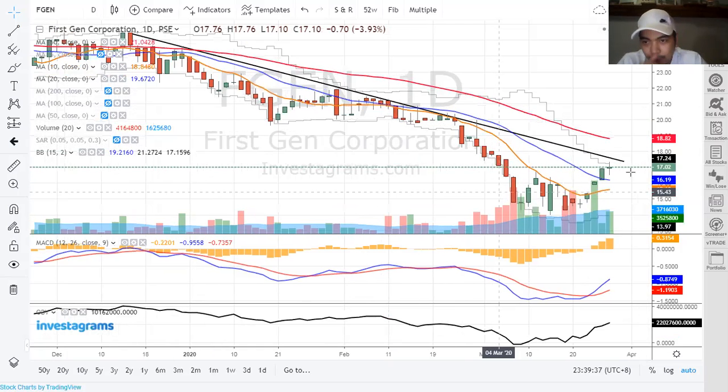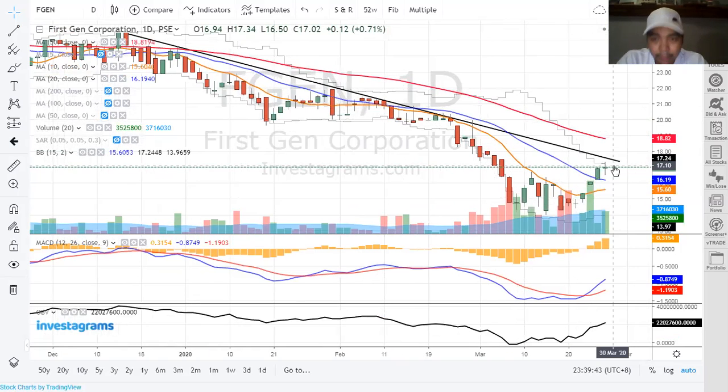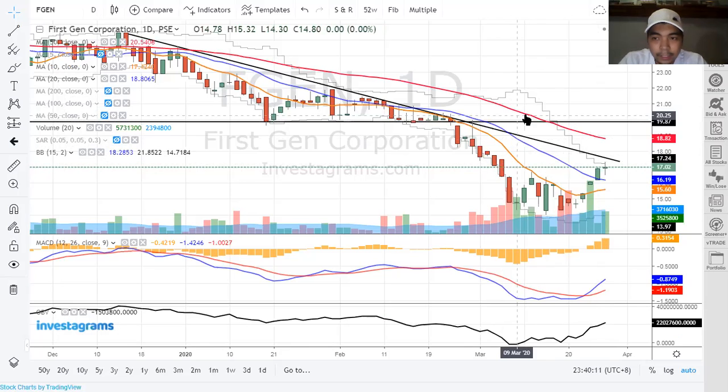Now, for this one, there's a reversal pattern that we can see right here. Here, we can see that it is almost approaching the diagonal resistance line that we had. Also, for the 50-day, this is my 50-day moving average, the red one. That is the next target line for the price to cross the 50-day moving average. I can see a next resistance line here at around 19 or 20.